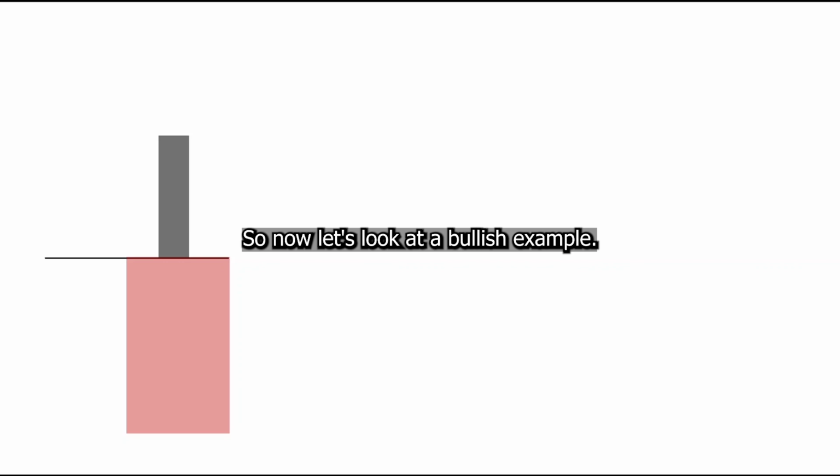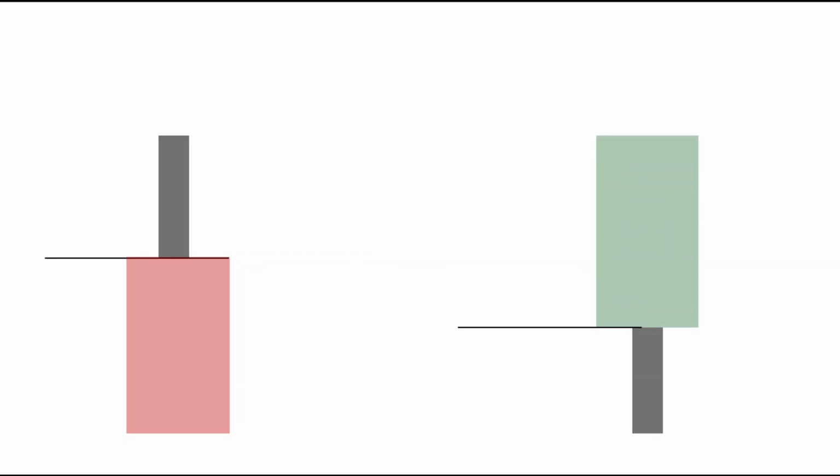So now let's look at a bullish example. Your candle started off bearish. This is your candle open. Now the candle is turning. When the candle turns, that range traveled is a wick. And now the candle completely flips to a bullish candle.